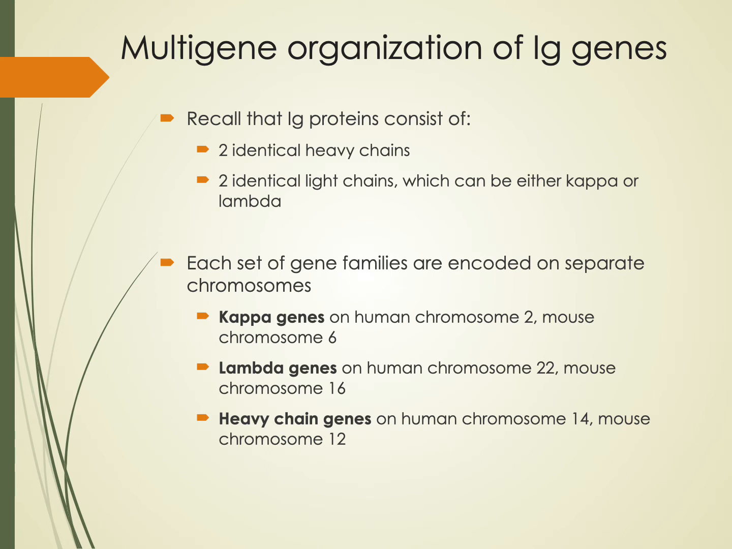So just giving you some background information about the different genes. Remember that each antibody is going to have 2 identical heavy chains. We only have 1 heavy chain gene, so we know that is the gene that's going to be selected for. And then remember that there's going to be 2 identical light chains. So this means it's either going to be kappa or it's going to be lambda, but it's not going to use both, okay, for the final antibody that's being produced.